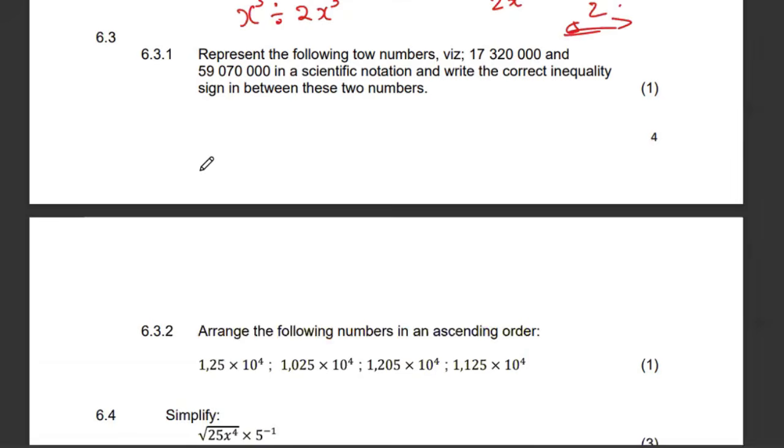6.3, represent the following tall numbers in scientific notation, and write the correct inequality sign between them. So we know that 17,320,000 is smaller than 59 million. So in scientific notation, we're going to say 1.732 times 10, okay? This is 1, 2, 3, 4, 5, 6, 7, to the exponent of 7 is greater than, that is 5.907 times 10 to the 7.